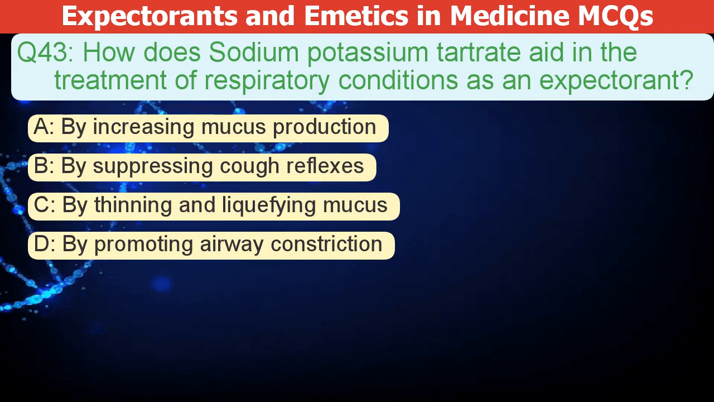How does sodium potassium tartrate help treat respiratory problems as an expectorant? A. By increasing mucus production. B. By suppressing cough reflexes. C. By thinning and liquefying mucus. D. By promoting airway constriction.